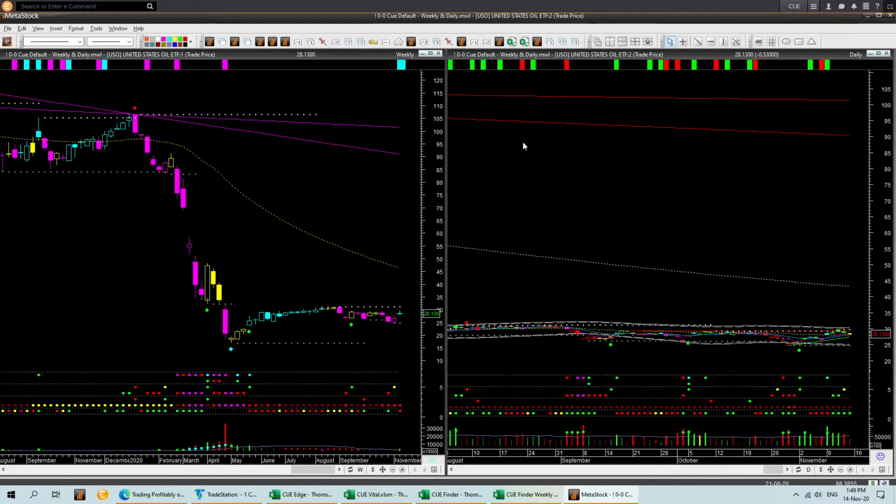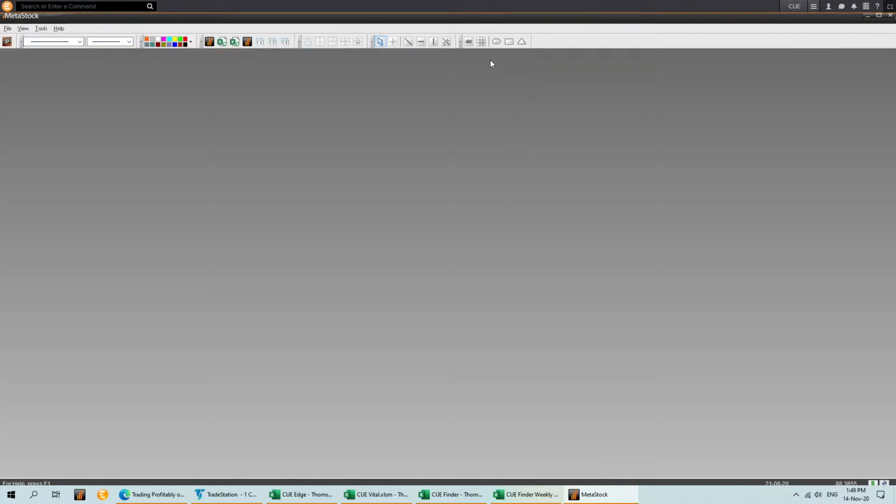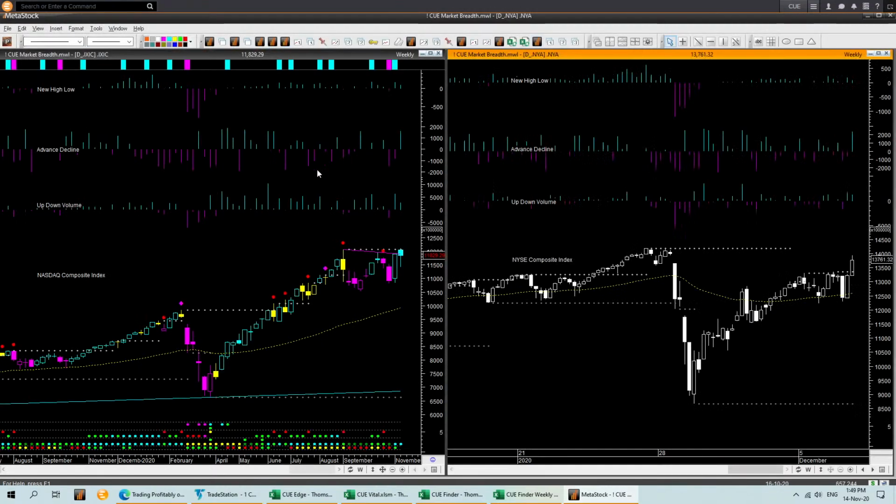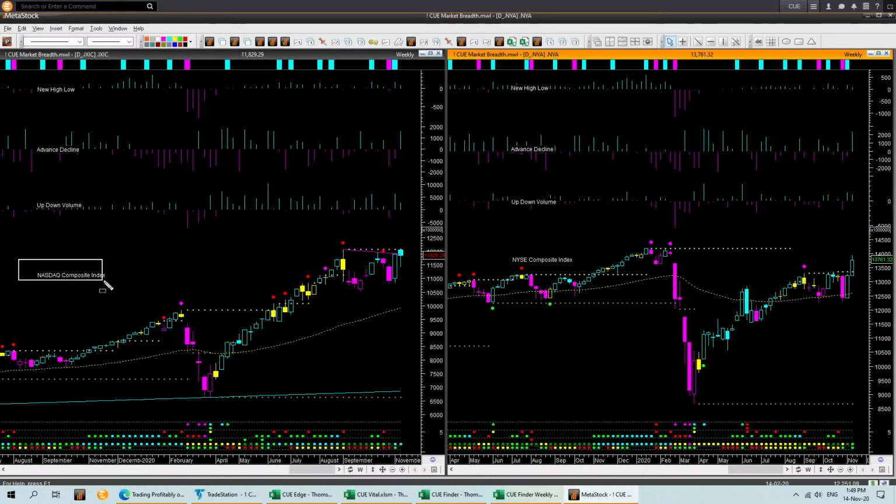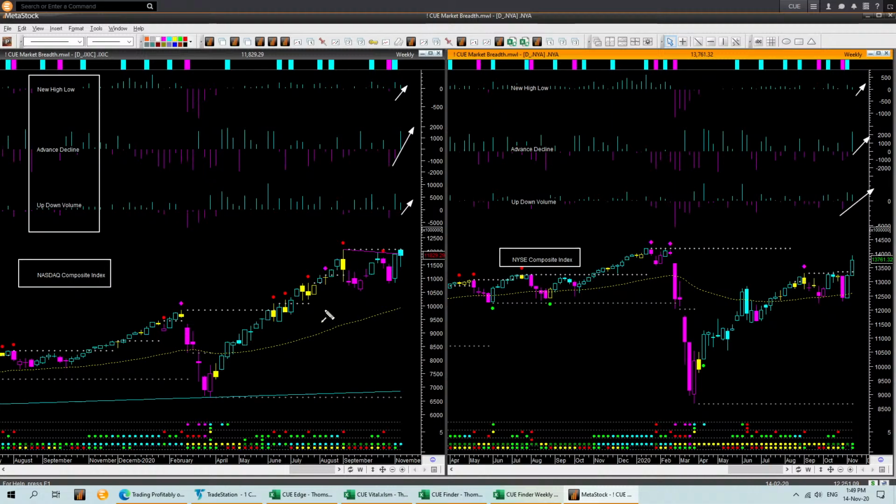If we look at the market breadth information, market internals, that is looking at Nasdaq Composite and NYSE Composite Index, and the three internal studies, new high low, advanced decline, up down volume, everything is now up. That is bullish. However, the Nasdaq Composite Index ended with an indecisive shape and closed below the trend line resistance. That is not so bullish.